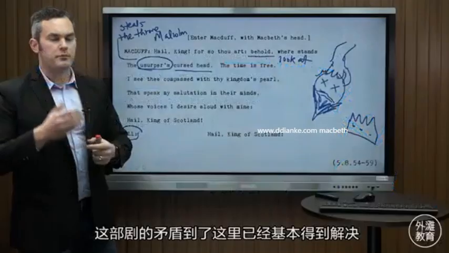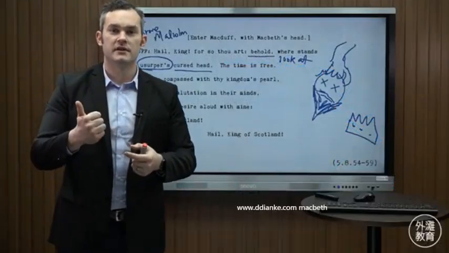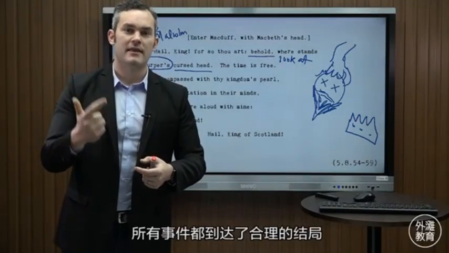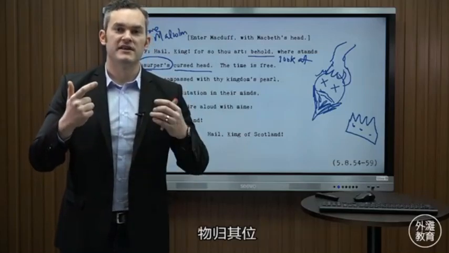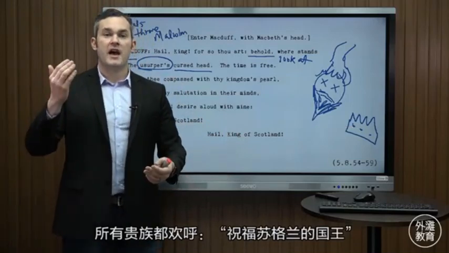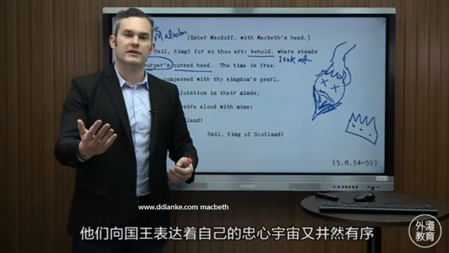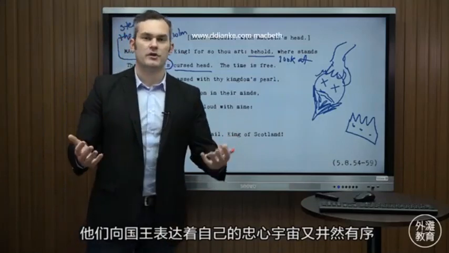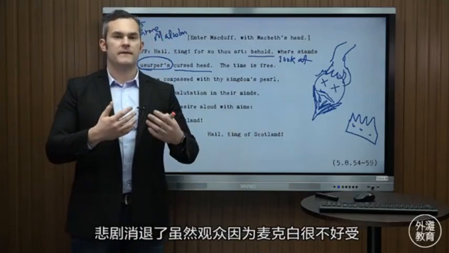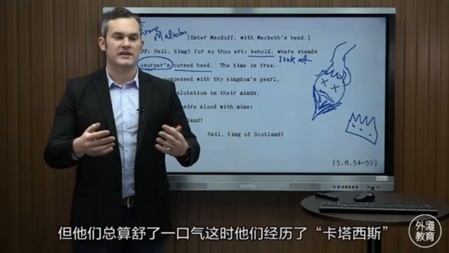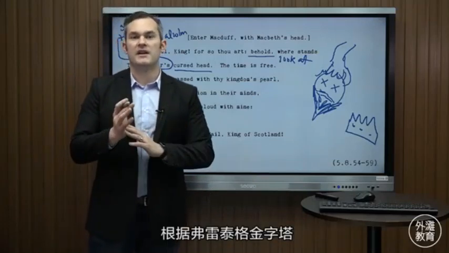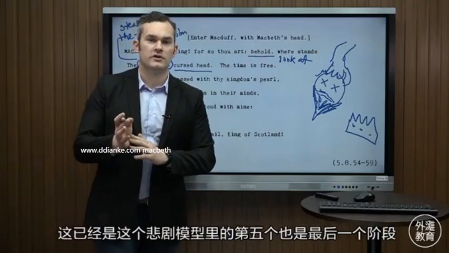So basically, the problem of the play has been resolved. All the actions have reached their logical conclusion in the death of Macbeth and Lady Macbeth. Things are as they should be. Malcolm is King of Scotland. And all of the noblemen are saying, hail, King of Scotland. They're showing their loyalty. The universe is back the way it should be. And the tragedy is resolved. And the audience, even if they feel sad about Macbeth, the audience has released all that tension and experienced catharsis. So this is the fifth and final stage of dramatic structure according to Freytag's pyramid.